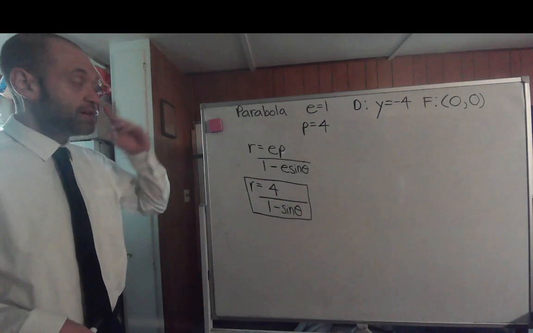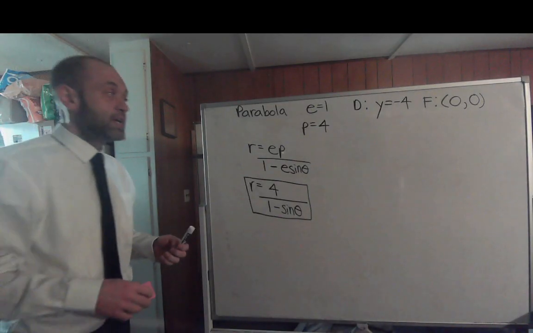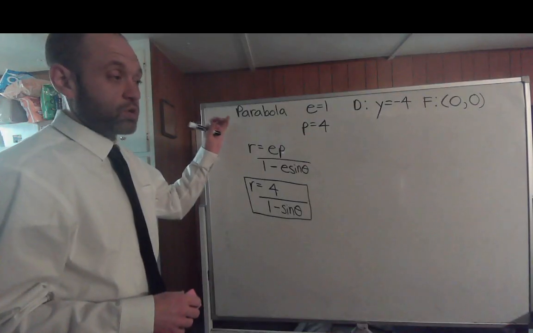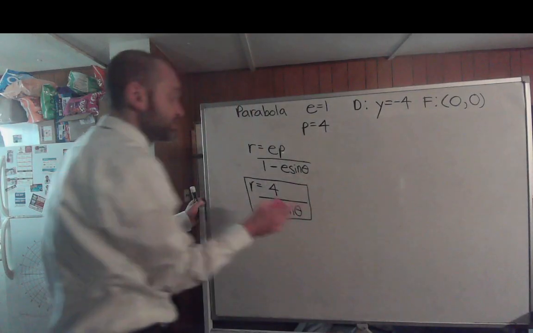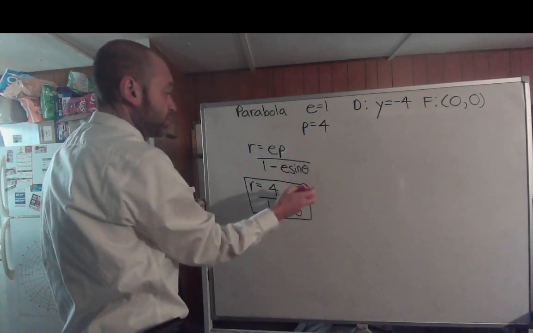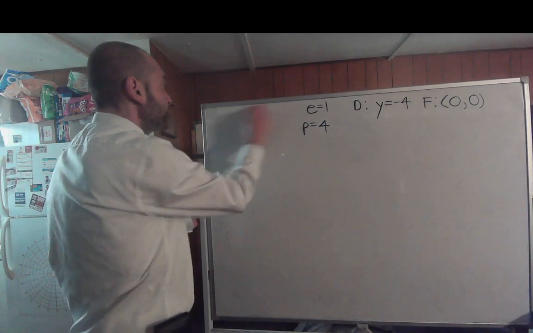Now it's going to be a bit different when we get into ellipses and hyperbolas, but the next two we're going to do are ellipses where everything's given to you. The focus is still at 0, 0, but your e and p are going to change. So let's go ahead and do that here.